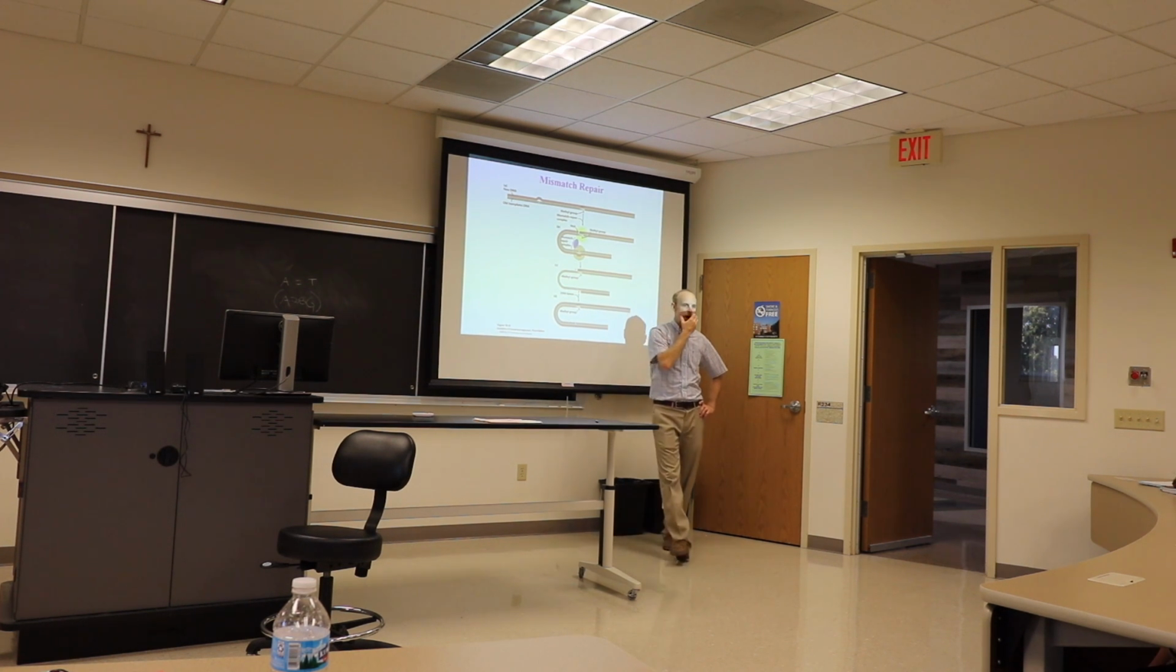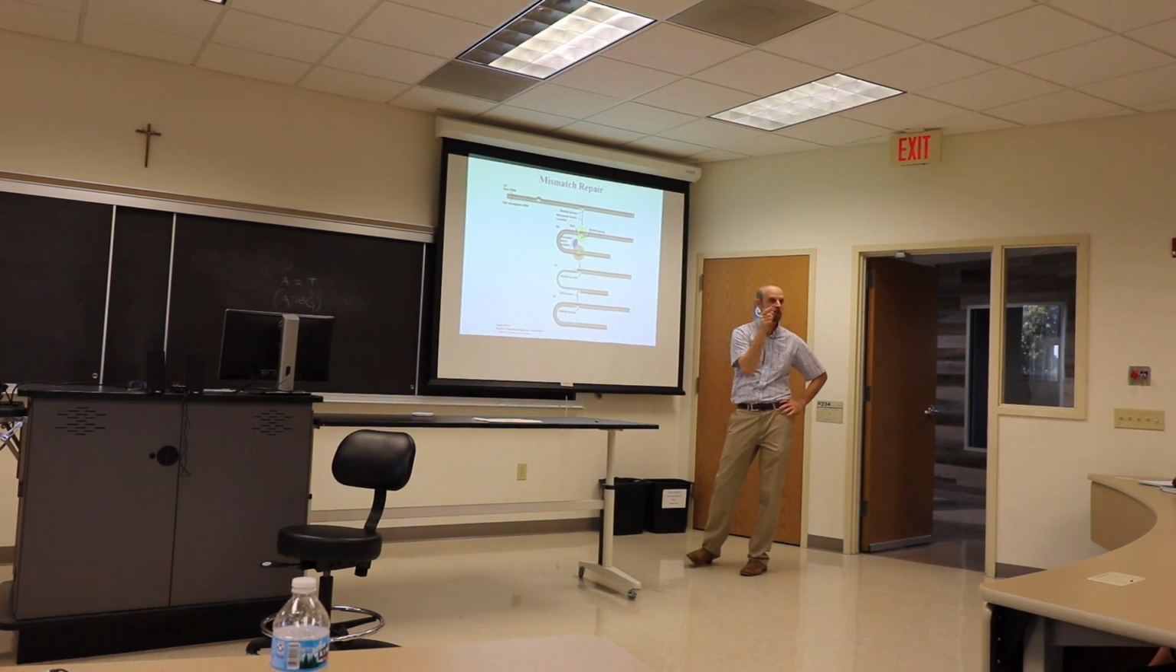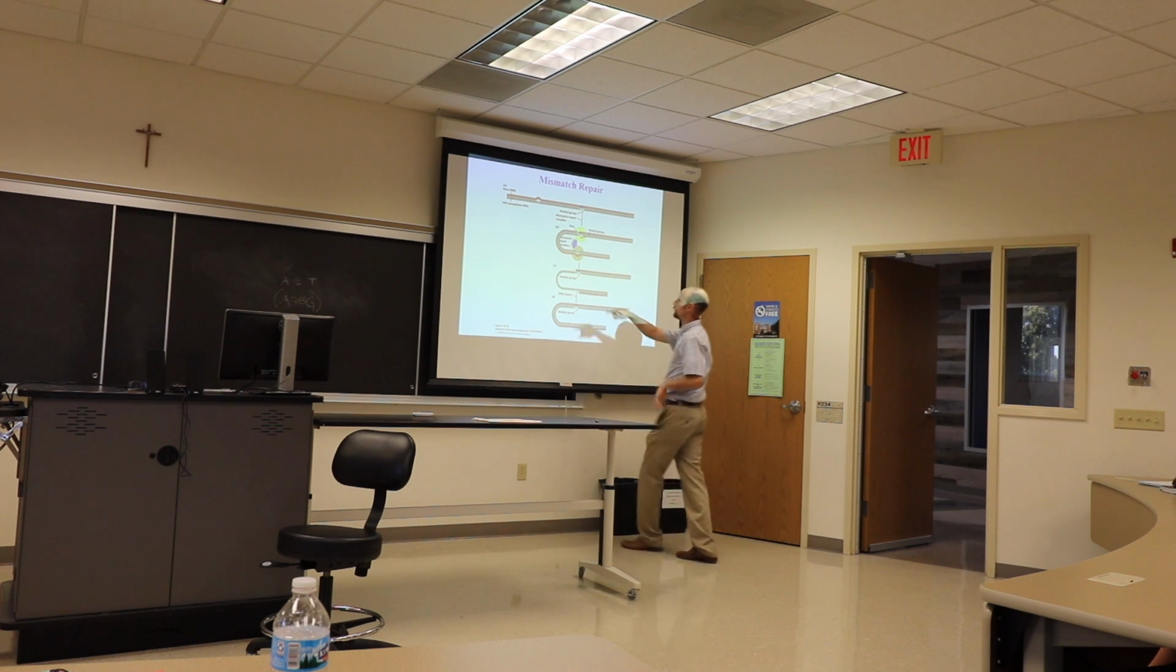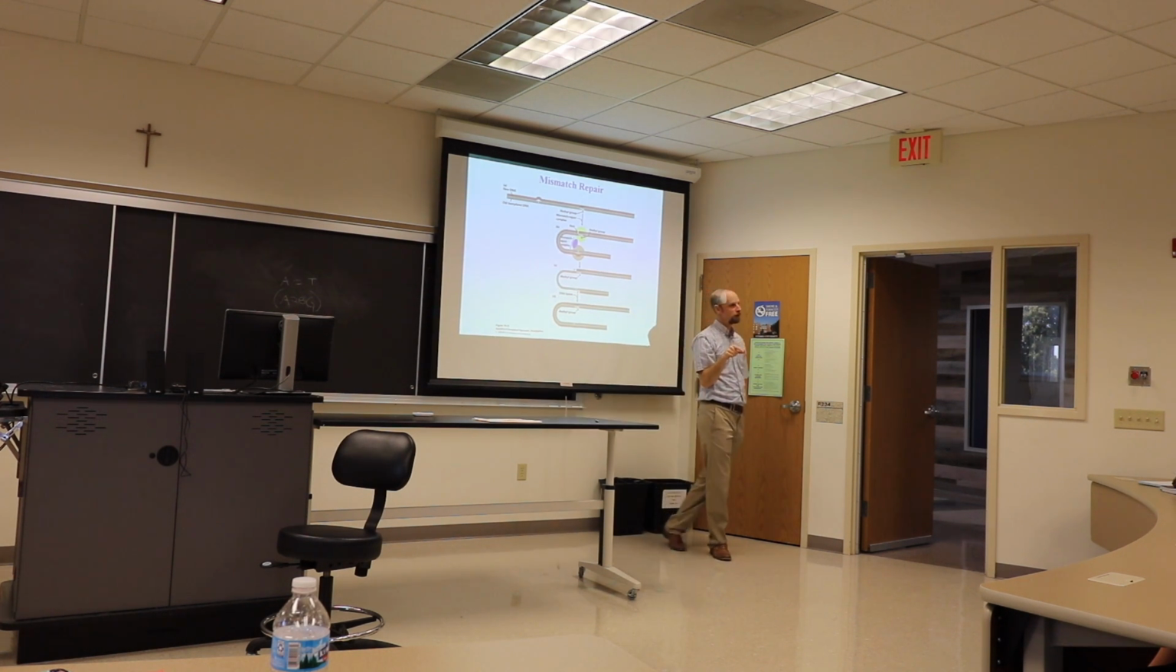So that protein's job is to scan the DNA and find mismatches, and it finds mismatches the very same way that the polymerase does. It looks for bulges where the base pairing is not good. Okay. So this mute M protein, its job is to find the mismatch. But at this point, it has found a mismatch, but it doesn't know which strand to cut.